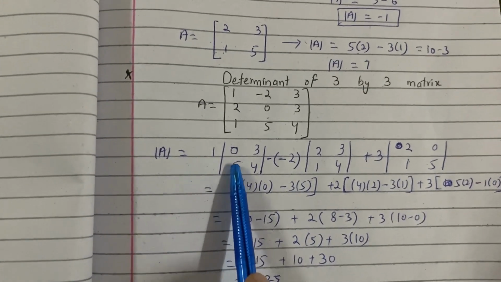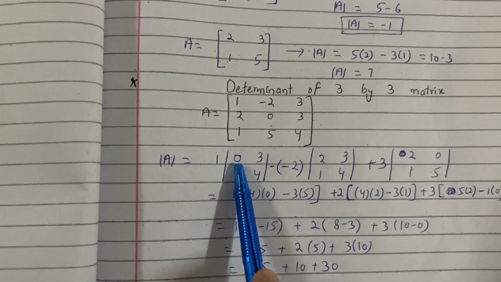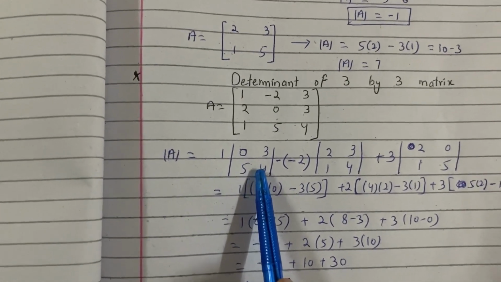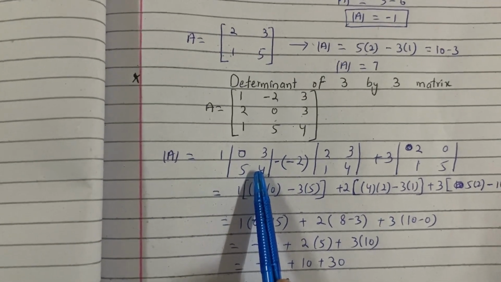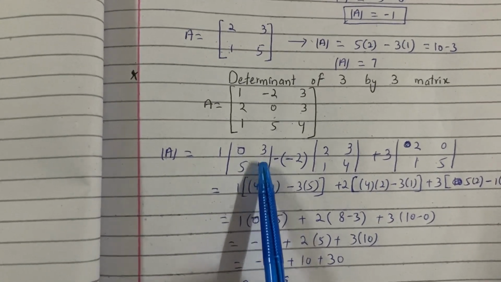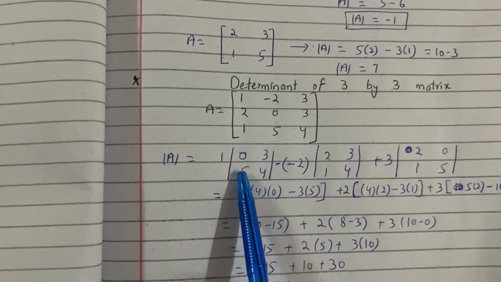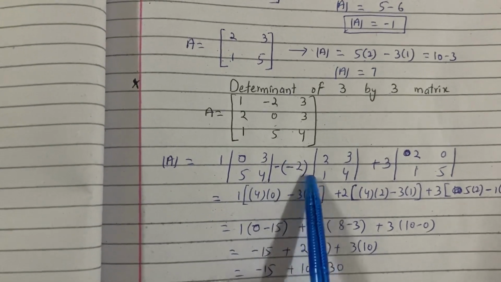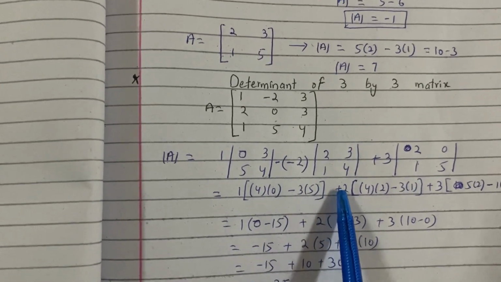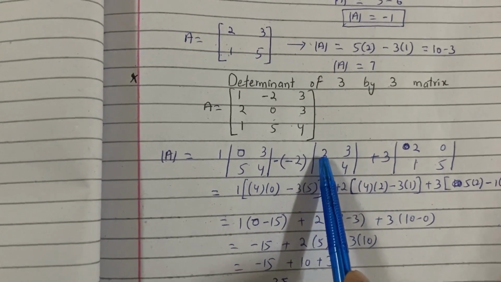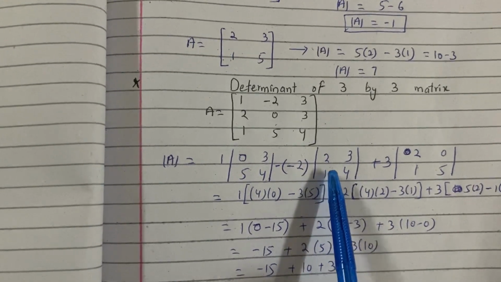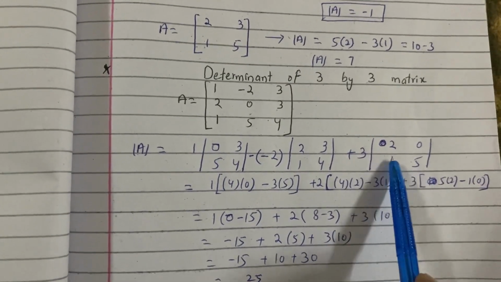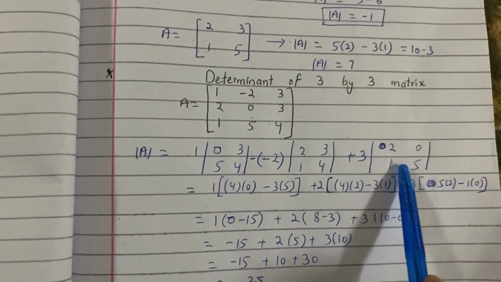Now this is a 2 by 2 matrix, so you have to take the determinant of a 2 by 2 matrix. So 1 into, as we discussed in the 2 by 2 matrix example, we have to multiply this 4 with this, and then you have to subtract it by multiplying this term and this term, which is basically 4 into 0 minus 3 into 5. You have to do the same here. Minus 1 into minus 2 is plus 2. So you have to multiply 4 with 2 now, and then subtract it by multiplying this and this term. 4 into 2 minus 3 into 1. The same you have to do over here. 3 into 5 into 2 minus 1 into 0.